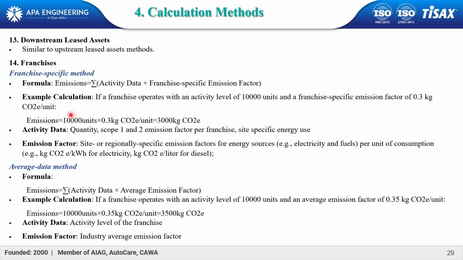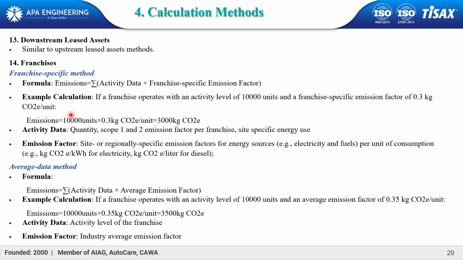So if a franchise is operating at an activity level where they're producing 10,000 units of the product, the franchise specific emission factor would be the scope 1 and 2 emission factor of the franchise. In some cases, scope 3 emission factor of that franchise may also be required to be included here. So the emission would be the number of units of the product into the emission factor, which is 3000 kgs of carbon dioxide emitted in this case.